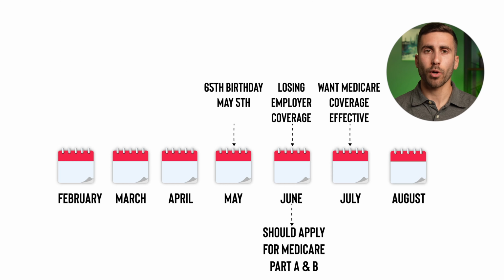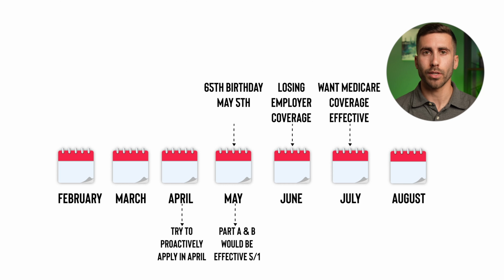If you try to be proactive and you apply 3 months before July 1st, like in our previous example, this would mean that you would be applying in April. And even if you try to choose July 1st for your Part B effective date, it will default to that IEP timeline we talked about earlier, and instead your Part B would be effective May 1st.